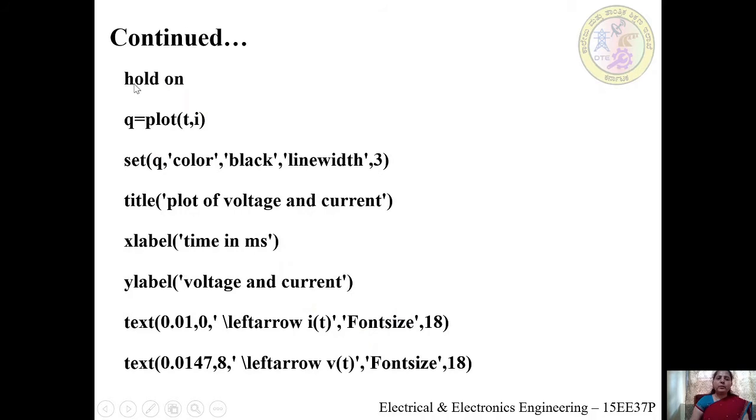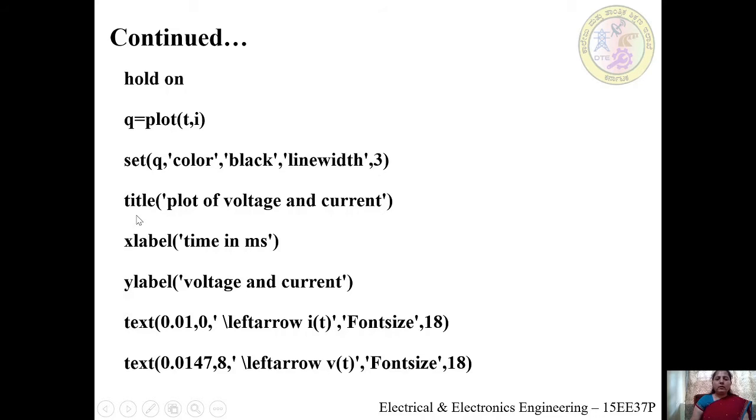In the next line, I am using the hold on command because I am going to plot the waveform of current on the same axis. So I need to use this hold on command. And this object I am calling Q. I am saying plot of t comma I, because again I need time on the x-axis and current on the y-axis. Again I am changing some of the characteristics. So here in the set command I am saying color black for the current waveform. Then I am making the line width 3.